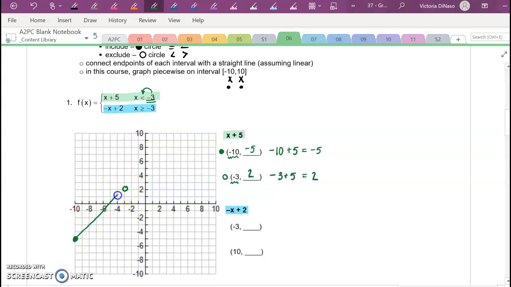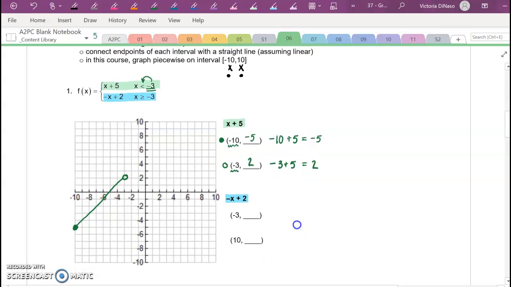And then all you have to do is connect to make the straight line. Then I go on to the next line. So we have -x plus 2. So this time I'm starting at -3. So we're going in order. Notice that I'm going in from smallest x to largest x. So the smallest x is -10, the largest x is +10. All right, so starting at this one, so we're starting at -3.